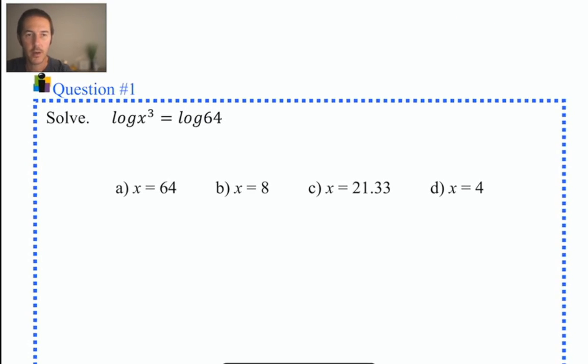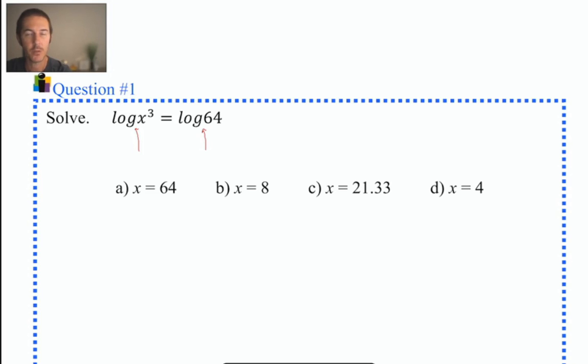I see log of x to the third equals log of 64. Do these two logs have the same base, is my first question. And the answer is yes. Just as a reminder, in case you don't recall, if you see log written without a visible base, then we assume that there's a base of 10. So the log button on your calculator that actually says log, that has a base of 10.